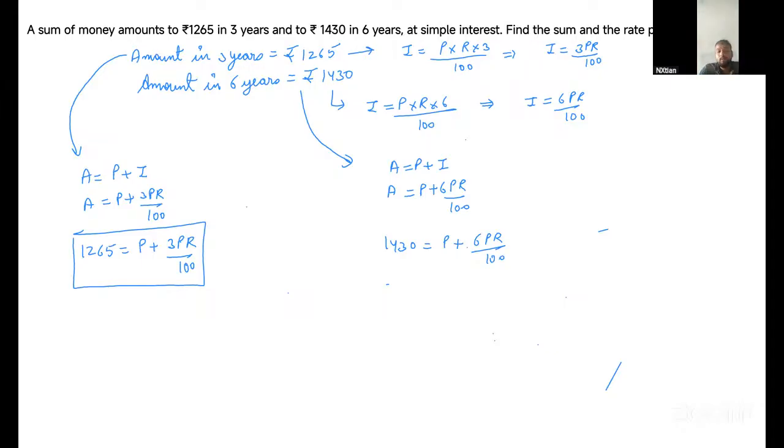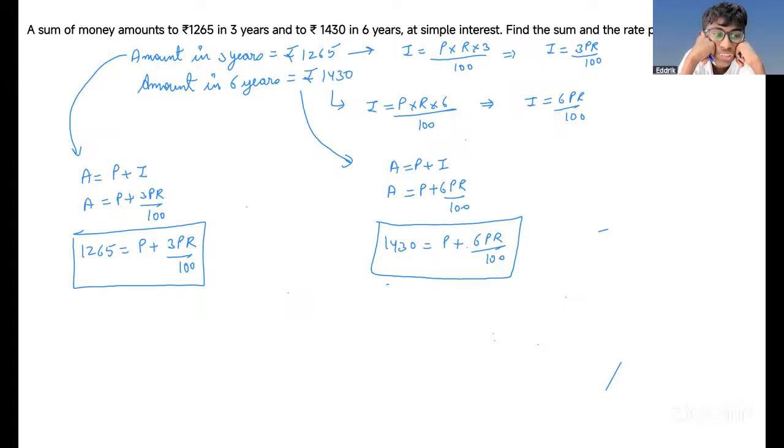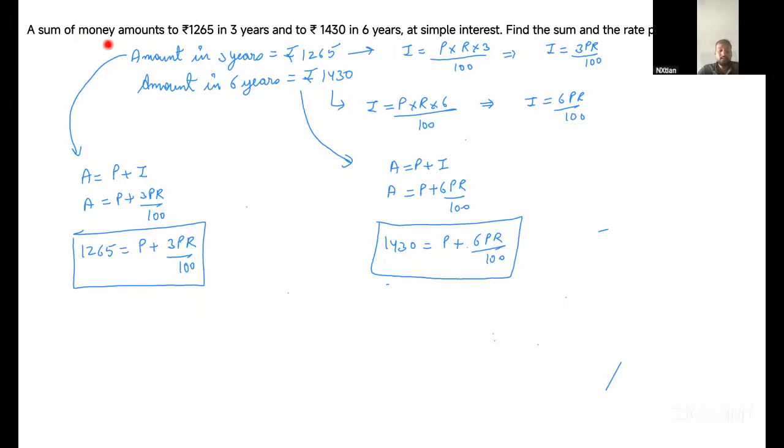Okay. So now we got the answer, the final statement. Can you see that? Yes, sir. What I did, we know that a sum which is principal amounts to 1265 in 3 years. In 3 years, it becomes 1265. I don't know the principal, I don't know the rate, I don't know the interest. So interest is equal to P into R into 3 upon 100. Why? Because interest formula is P into R into T upon 100.